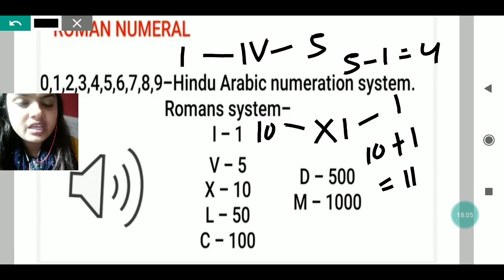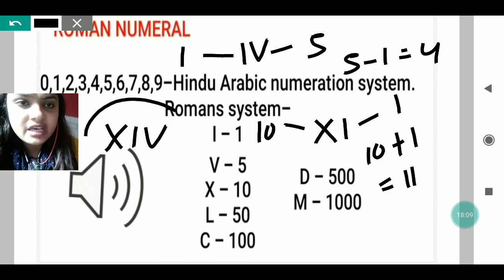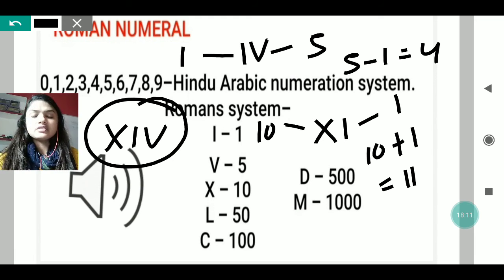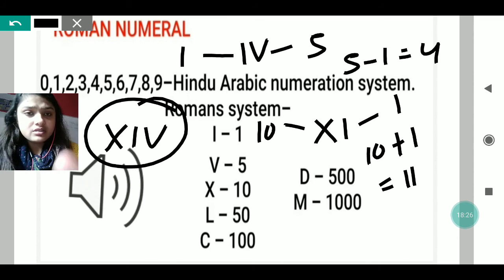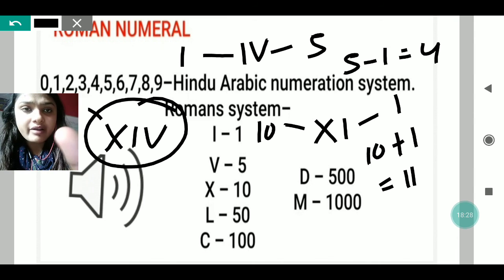Next, if the Roman numeral is written X, I, V, in this you will say, Miss, what will we do in this? The middle Roman numeral is smaller than the Roman numerals written on the right and the left. What will we do? It's very easy. The number which is on the left side, this is the left and this is the right.